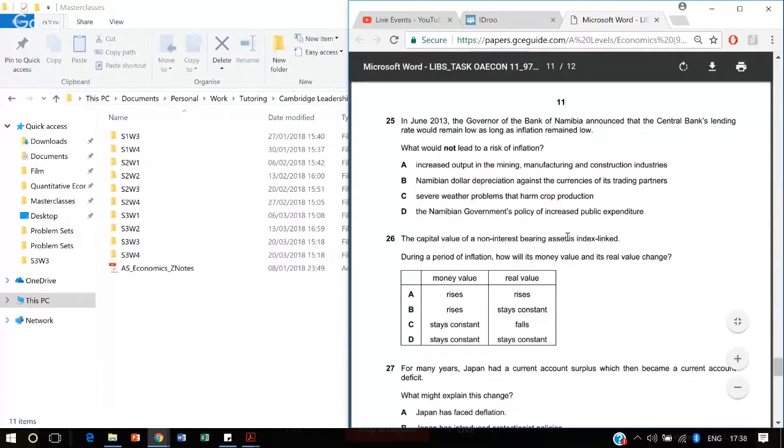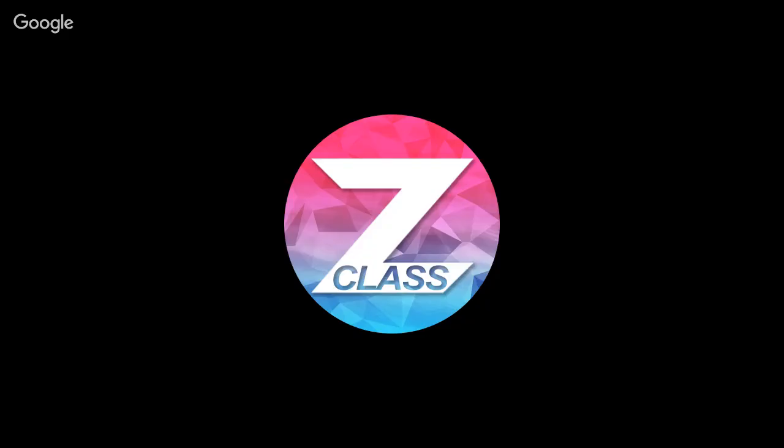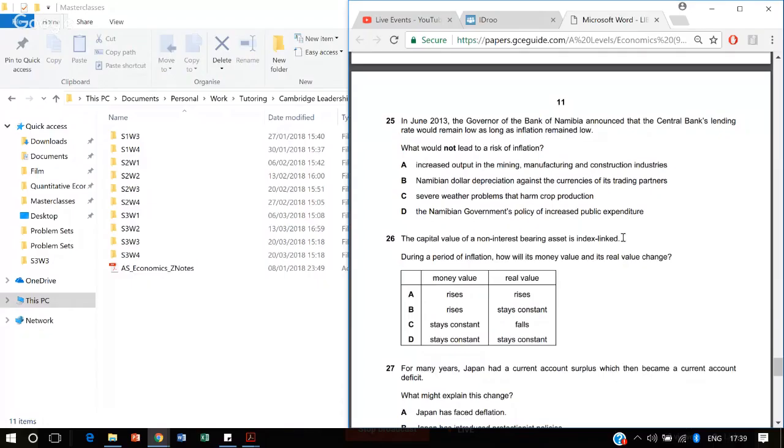Non-interest bearing asset. So it's just an asset which has a fixed value. It doesn't pay you dividends or anything. It's just the asset you can buy or sell. And it is index linked. You know what we mean by index linked? Like inflation and things, the index. So the capital value of this asset, this is clearly a financial asset, is connected to the index. So if inflation is 2%, then its nominal price rises by 2%.